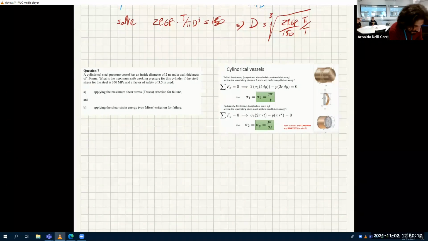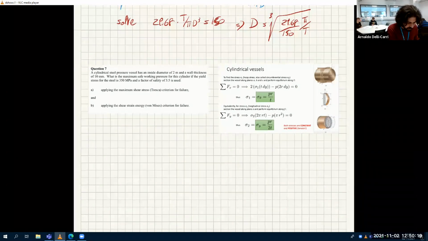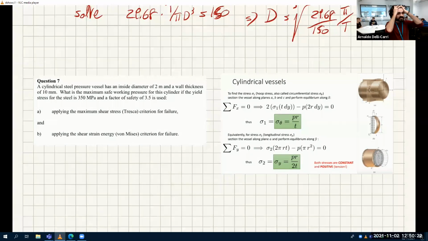Now, this last one, I don't want to solve, but I want to show you how it works. You have a cylindrical steel pressure vessel with an inside diameter of 2 meters, it's a very large one, and a wall thickness of 1 centimeter only. It's one large and thin pressure vessel. What is the maximum safe working pressure for this cylinder if the yield stress is 350 megapascal and you want to use a factor of safety of 3.5? Design this using Tresca and using von Mises.